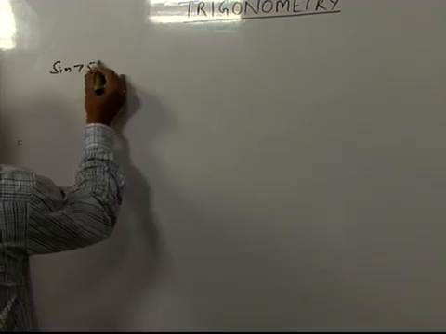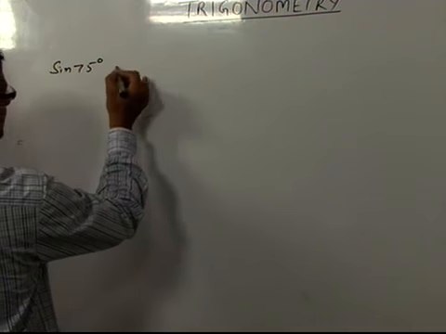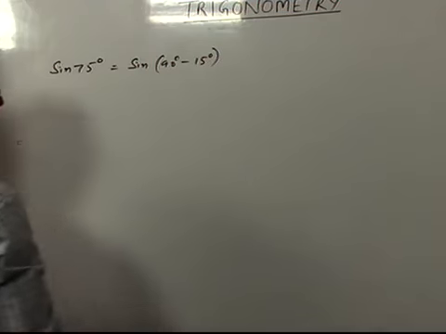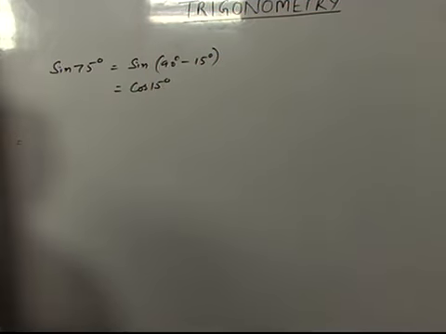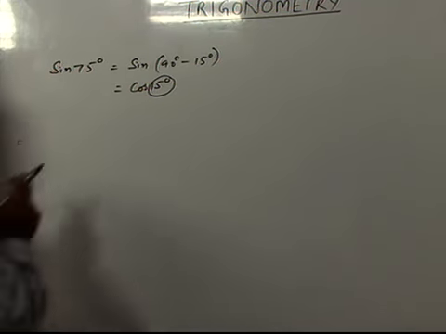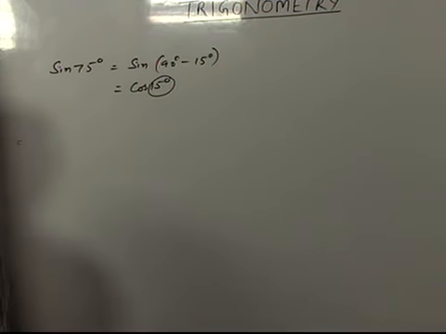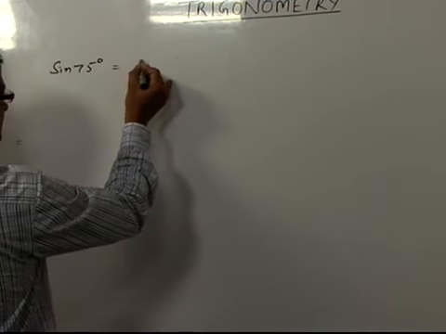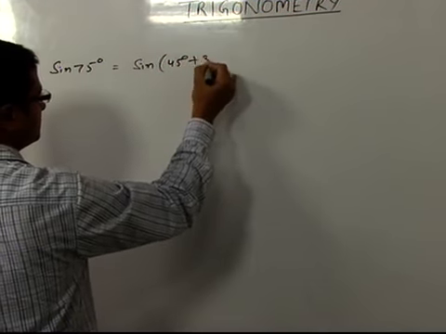Suppose we have to find sine 75 degree. If we try to find it by allied angles, then we can write it as sine of 90 degree minus 15 degree, and it will come out to cos 15 degree. But 15 degree we don't know. So these angles for trigonometry ratios can be found out by compound angles. We will break this angle into two angles whose values are known.